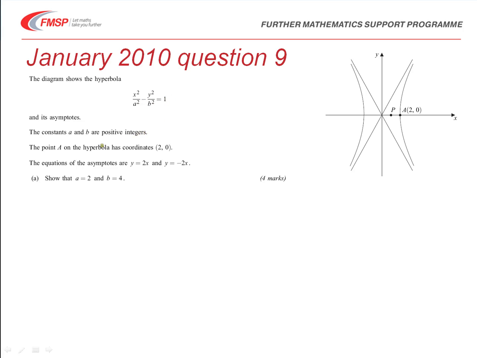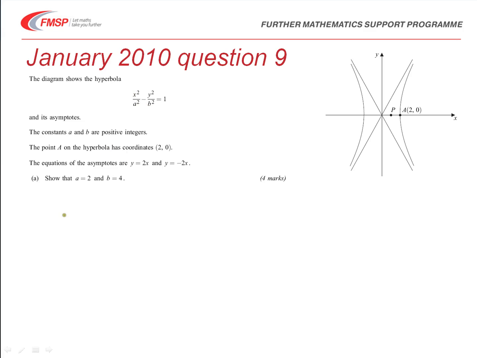And we are told that there is a point (2, 0) on the hyperbola, and that the graph has asymptotes y equals 2x and y equals minus 2x. So the first part asks us to show that a is 2 and b is 4. Now, to find the equation of the asymptotes, what we would normally do is take the equation that we're given for the hyperbola and consider what happens as x gets larger and larger.